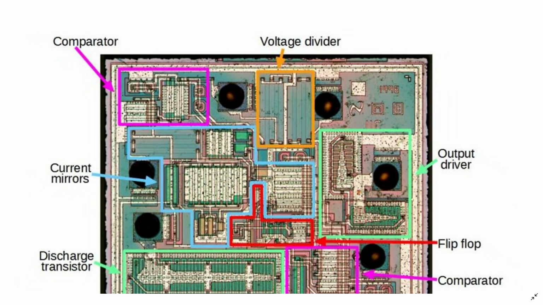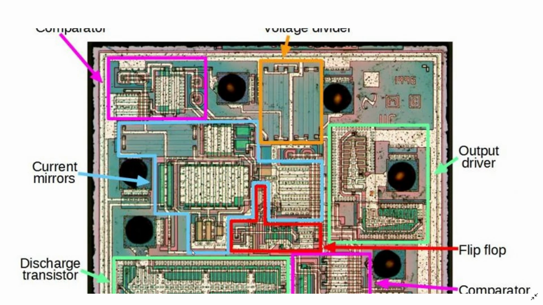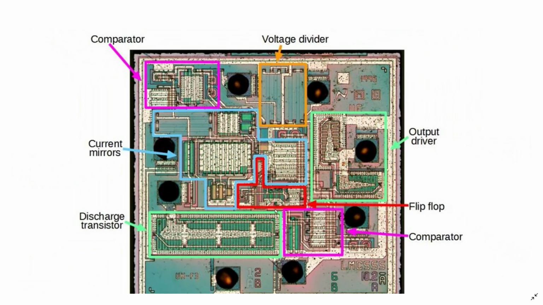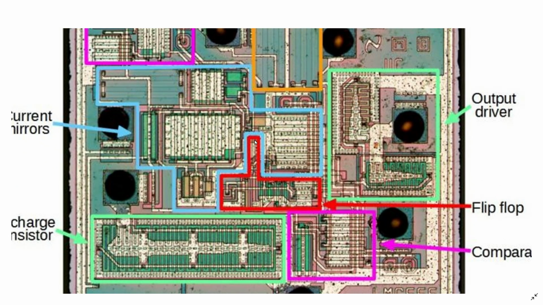So this is our pure comparator block, and the middle one, which is highlighted in sky blue color, is your current mirror block, because internally IC555 has a current mirror. So this is your pure current mirror block. Then underneath that we have a red color one. This red color one is a flip-flop block, where they have kept our flip-flop, okay.